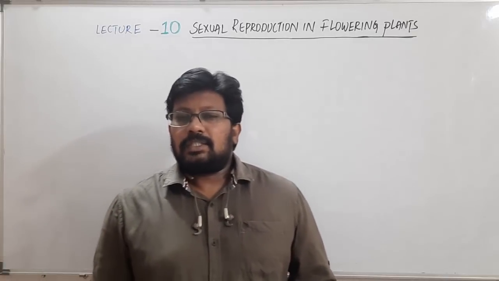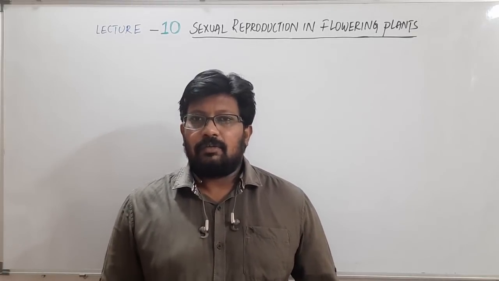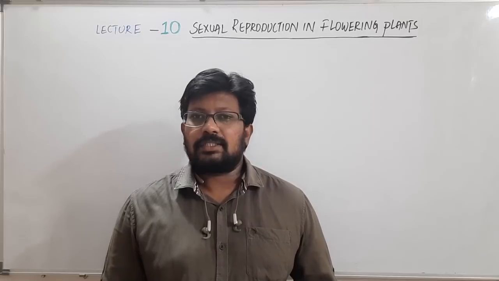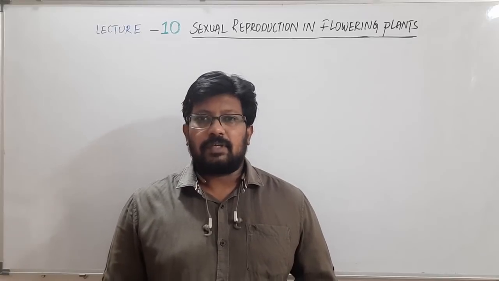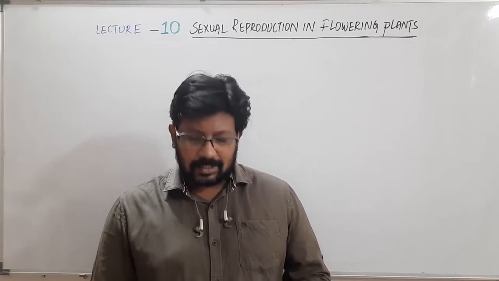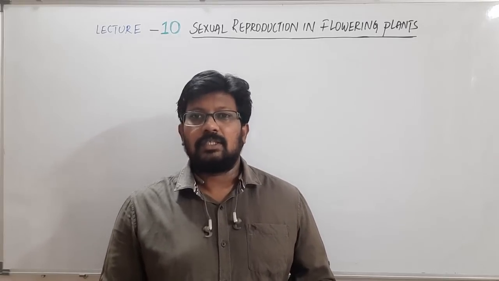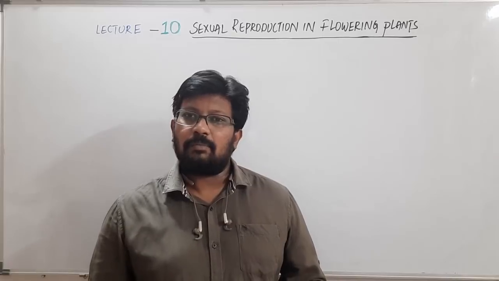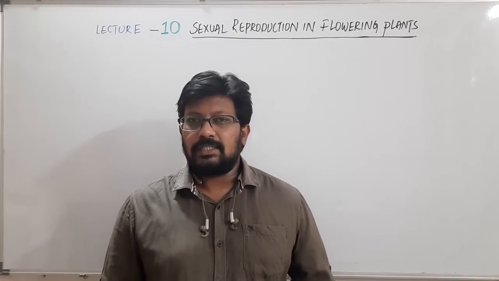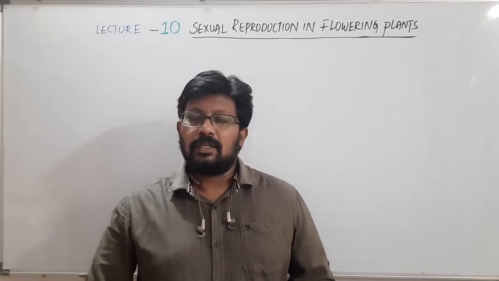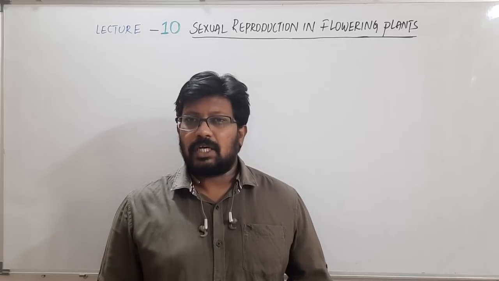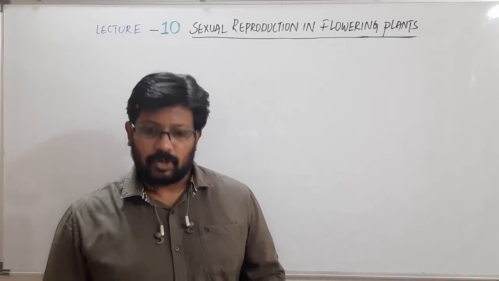So this will be the last video for this chapter, that is sexual reproduction in flowering plants. Let's see a few more points that we have missed in the previous video, about the seeds as well as fruits, and then we'll continue with the apomixis and polyembryony.